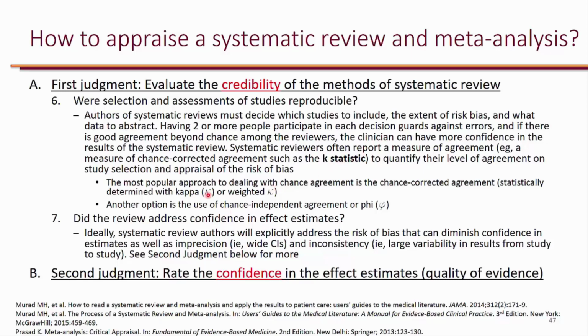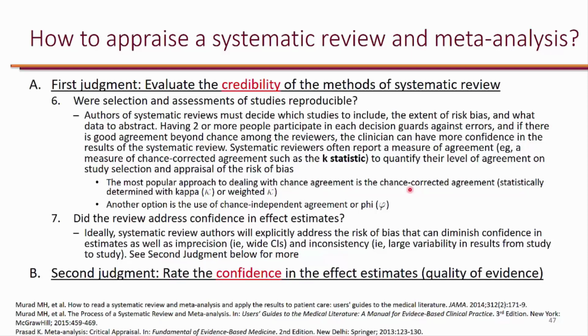So the most popular approach to dealing with chance agreement is the chance corrected agreement, statistically determined with kappa or weighted kappa. Another tool is the chance independent agreement of phi. You don't need to know these things, but you may come across systematic reviews that tell you the numbers for kappa and phi. What they're trying to tell you is whether, because there were multiple people reviewing studies, there was agreement between the people who were conducting the study.